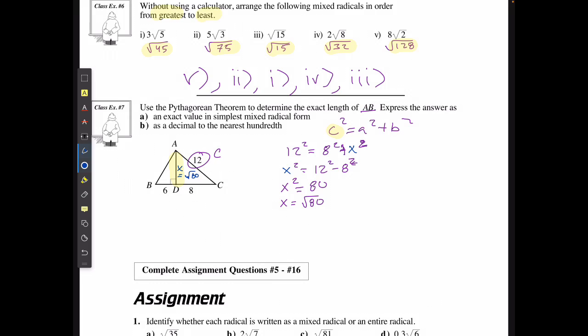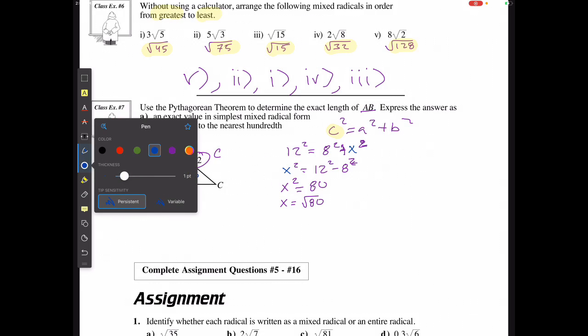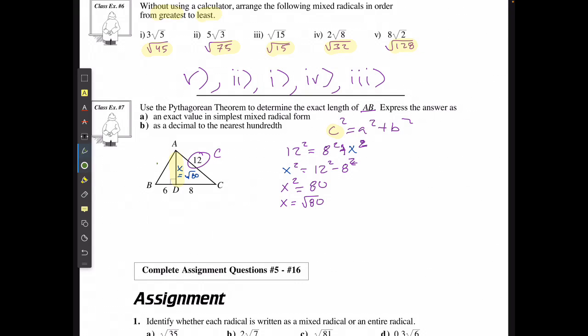But that's not what I'm trying to find. I'm trying to find the length from A to B. So let's give that one a new variable. Let's call that one y. And in this case, y is the hypotenuse. So y squared is equal to the other two side lengths squared, the square root of 80 squared, plus 6 squared.